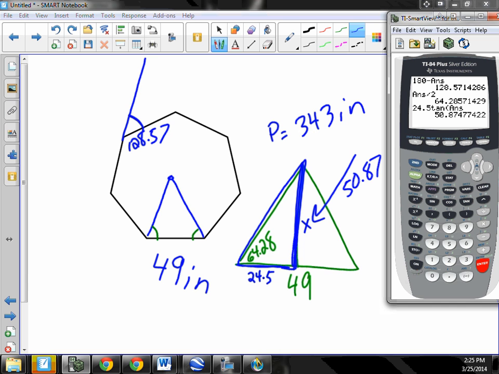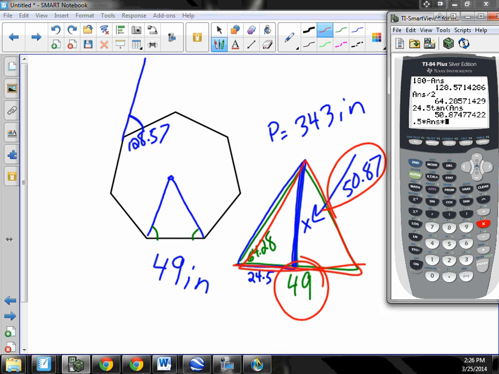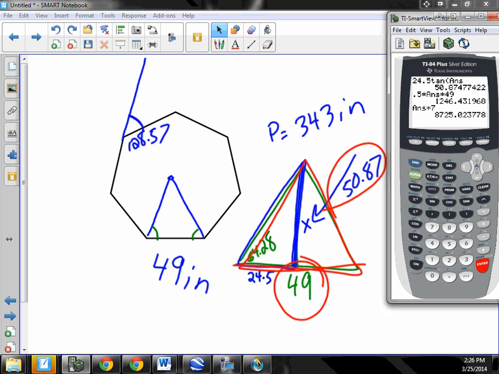Now how do I calculate the area of my slice of pizza? So 0.5 times 50.87 times, not 24, 49, because I want the area of this. So I'm going to multiply the 49 by this 50.87 and then divide it by 2. So that's the area of one slice of pizza. Now what do I do? Times that by 7 slices, and my area would be 87.25.